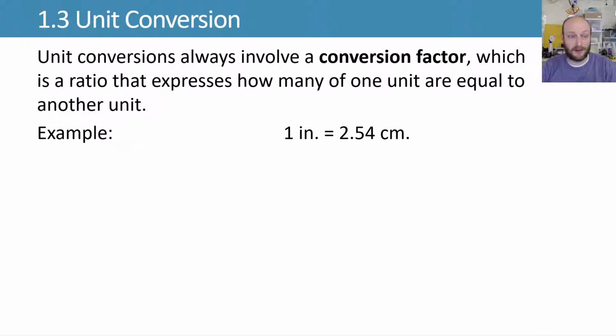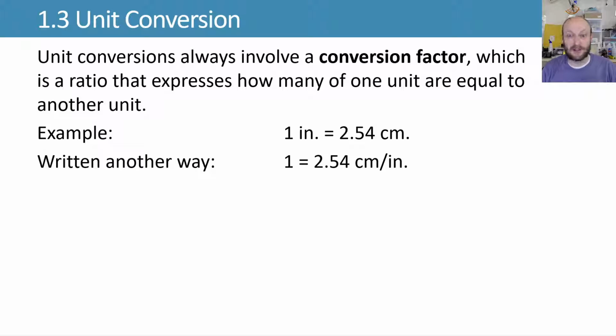I know it in inches. I want to go to centimeters. I can use this conversion factor. So 1 inch is 2.54 centimeters. This one's exact. Sometimes they're rounded. Written another way, 1 inch, since we can divide both sides by the inch, you can say 1 is equal to 2.54 centimeters per inch.